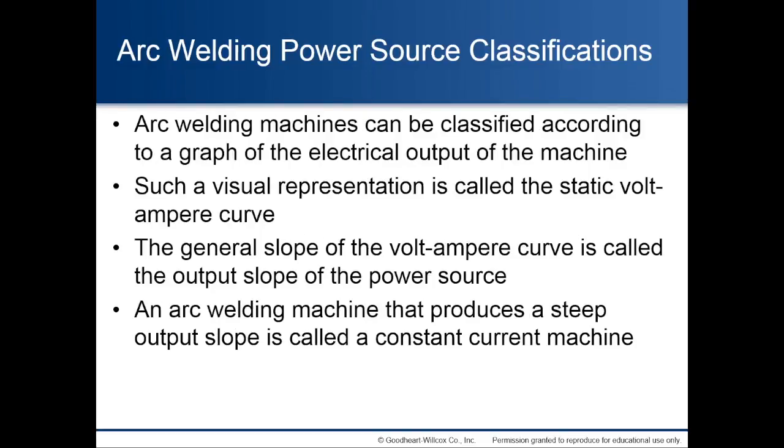Arc welding power source classifications. Arc welding machines can be classified according to a graph of the electrical output of the machine. Such a visual representation is called the static volt-ampere curve. The general slope of the volt-ampere curve is called the output slope of the power source. An arc welding machine that produces a steep output slope is called a constant current machine, which just happens to be the power source used for shielded metal arc welding, as well as gas tungsten arc welding.